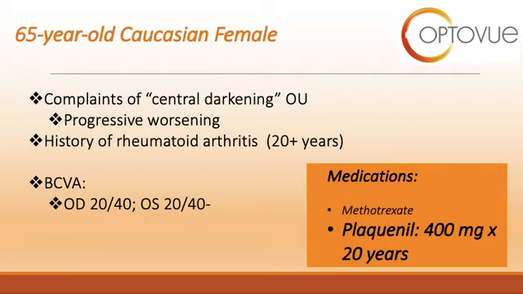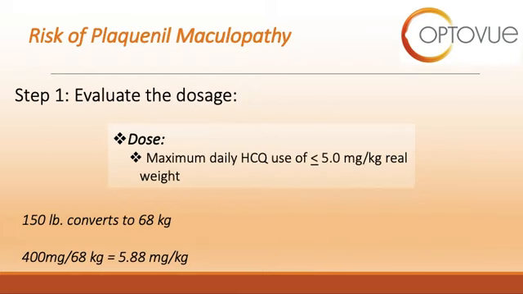She comes in complaining of central darkening of her vision that has gotten progressively worse over the years. She has a history of rheumatoid arthritis, and she's had it for greater than 20 years. Her best corrected vision was 20/40 in both eyes. Her medications are on that orange chart on the side. She was on methotrexate, and she was taking Plaquenil 400 milligrams, or 200 BID, for 20 years. So we're going to assess her specific risk factors as we move through this. She was otherwise healthy.